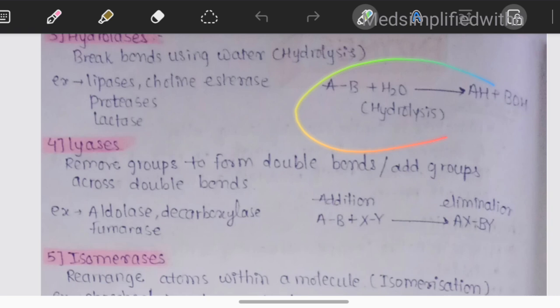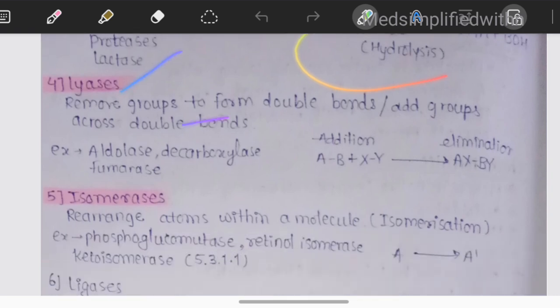This is the reaction. Lyases remove groups to form double bonds or add groups across double bonds. These are examples: aldolase, decarboxylase, fumarase. Here addition and elimination occur. Here addition and here elimination.